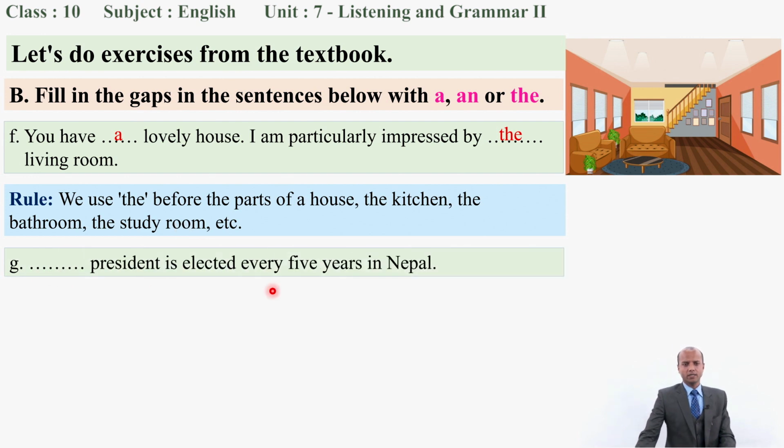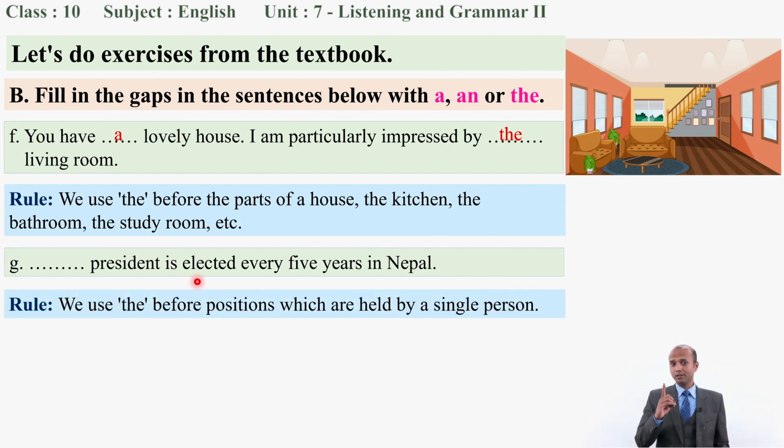The president is elected every 5 years in Nepal. Could you please make a guess? Yes, there is only one. So, we use "the" before positions which are held by a single person. The president, the prime minister, the head teacher of my school, etc. Now, the article is "the". You have to write the first letter capital, okay?